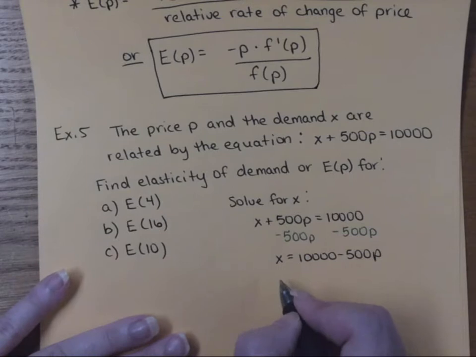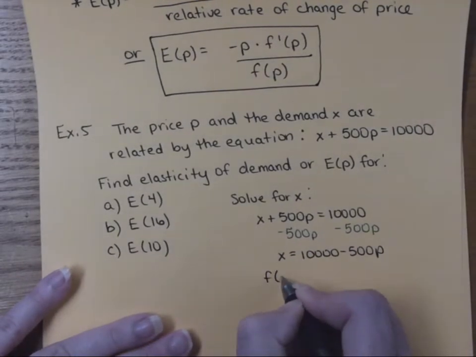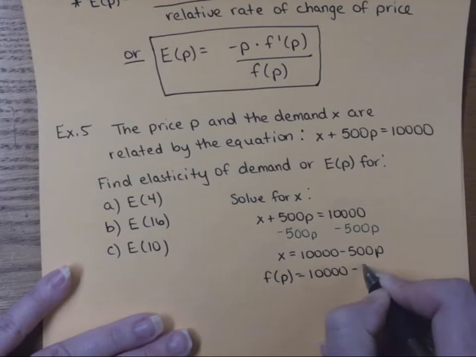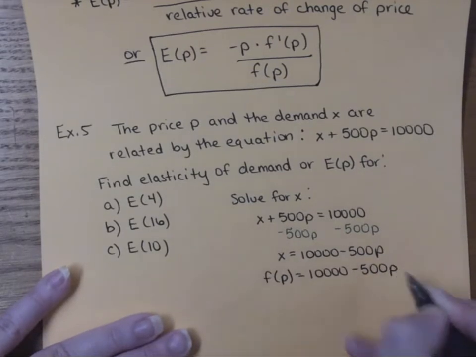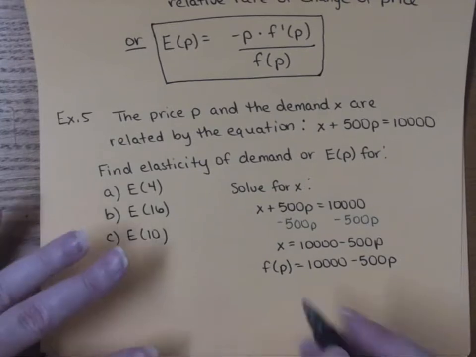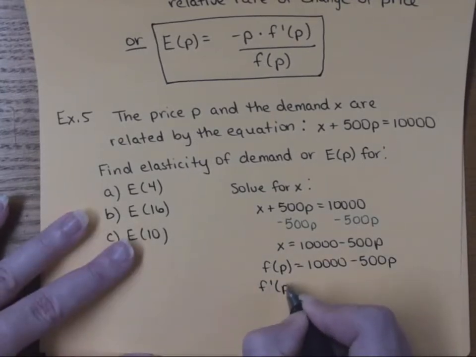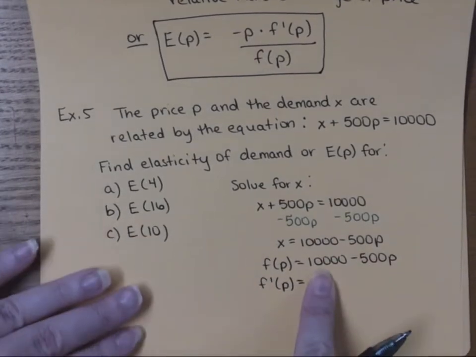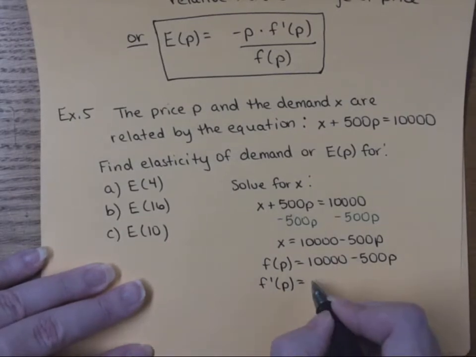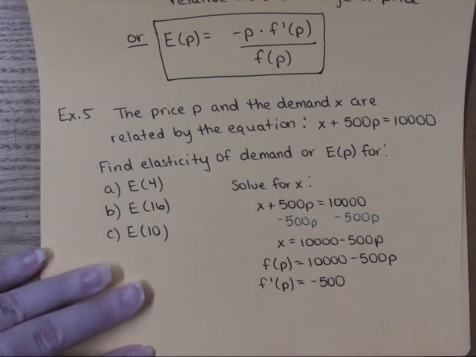Okay, so another way that we can write this is we could say that f of p is this equation. Remember, f of p just means it's a function involving p. That's really all it means. So notice we could now take the derivative of that, right? What would be the derivative of 10,000? It'd just be 0, right? The derivative of negative 500p would just be negative 500.